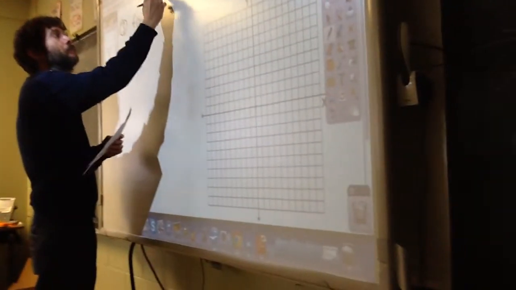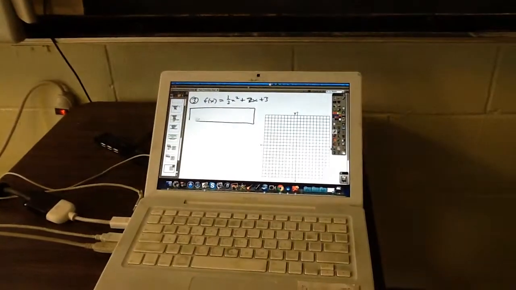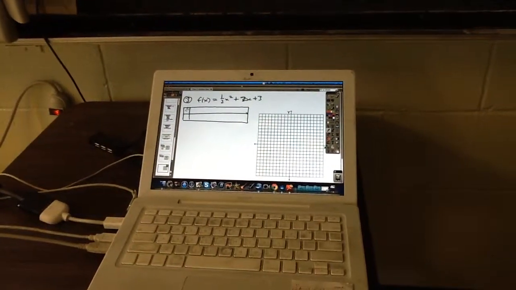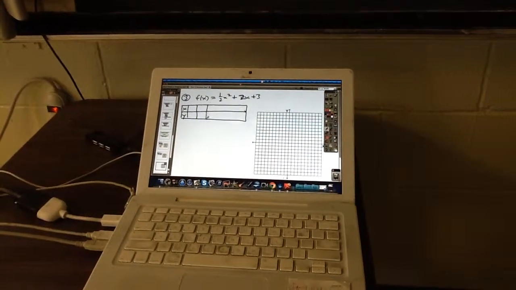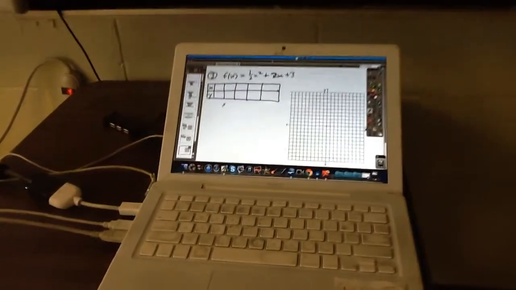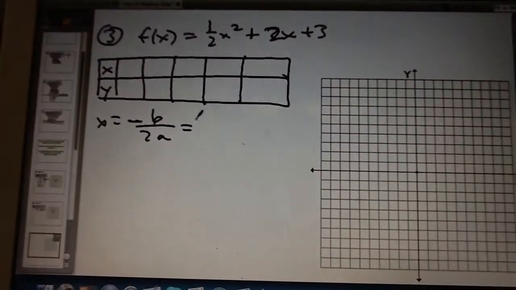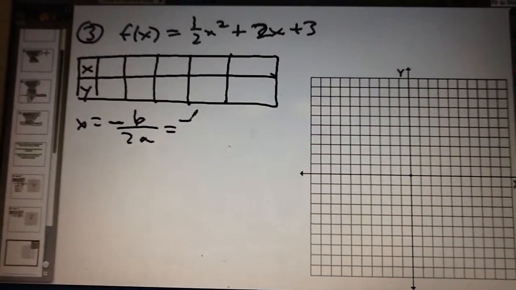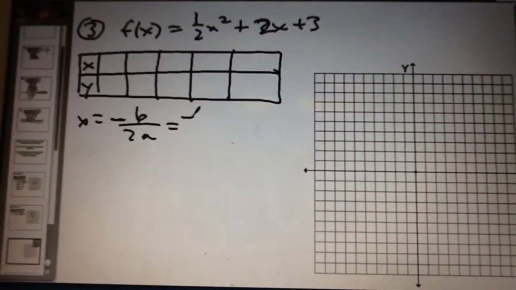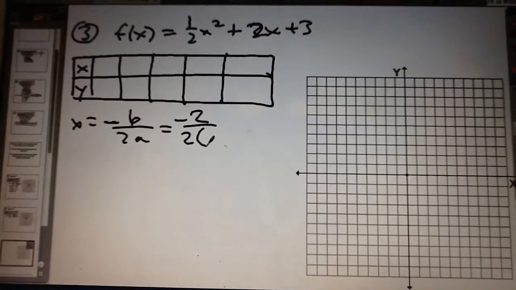Still in standard form. Still going to do the exact same thing I've done every time. I'm going to start by doing the negative b over 2a to find the x coordinate of the vertex. Okay, so x equals negative b over 2a. What is b? 2. And 2 times a, what's a?